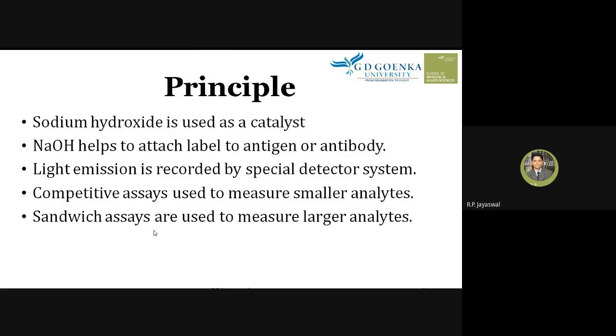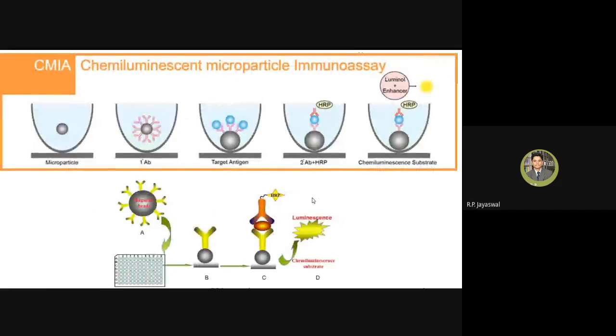You can remember the competitive ELISA or sandwich ELISA. So we can make CMIA as a competitive based form or a sandwich assay form. If you are using a competitive assay, it can measure smaller amounts of the sample component. If you use a sandwich assay, it can measure larger amounts of sample components. And this is the image. You can see how the principle works, the working of the CMIA.